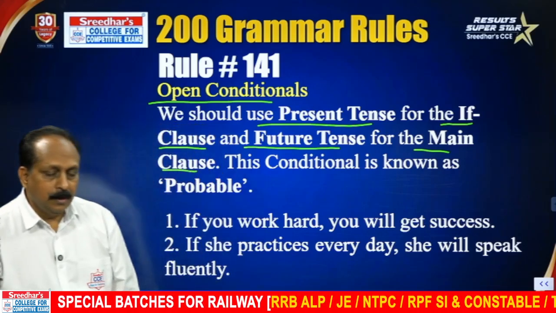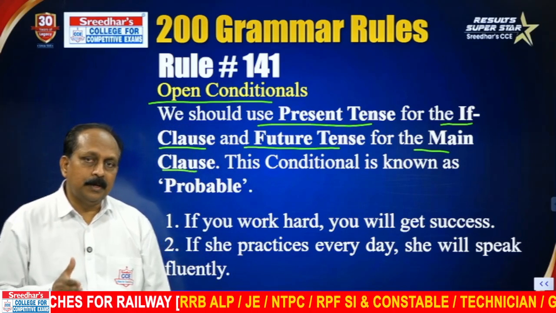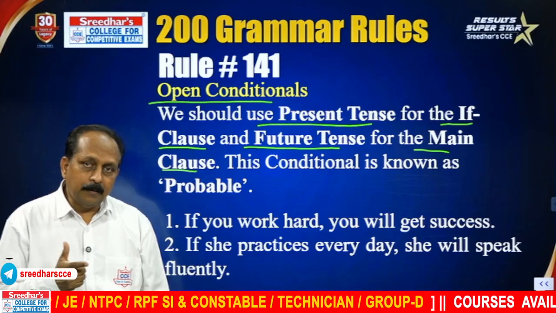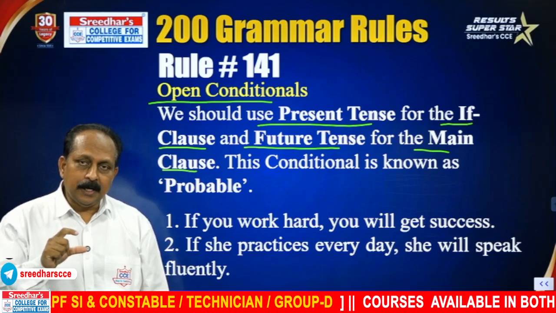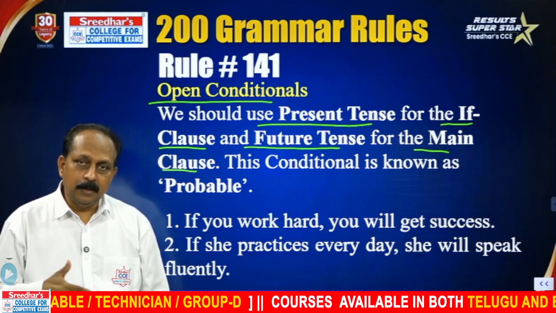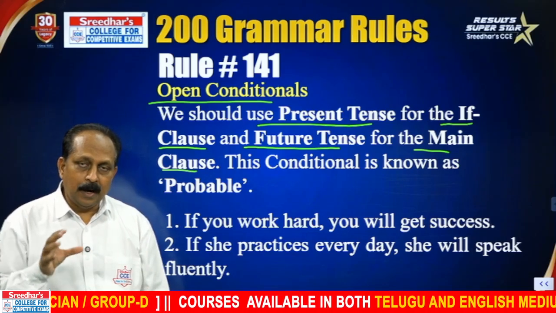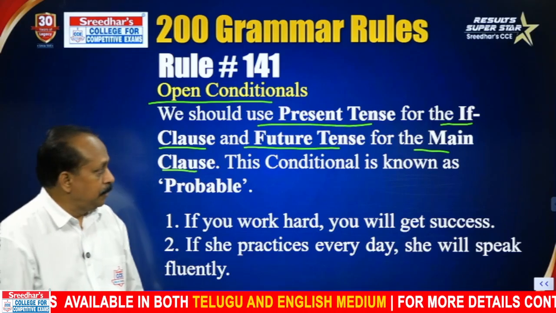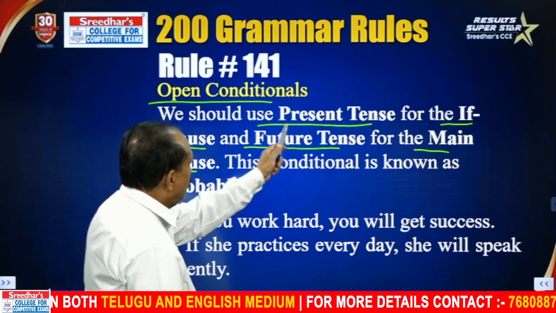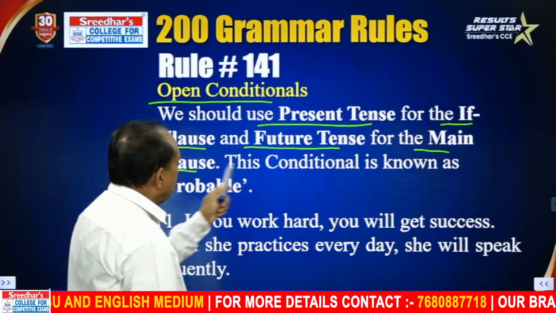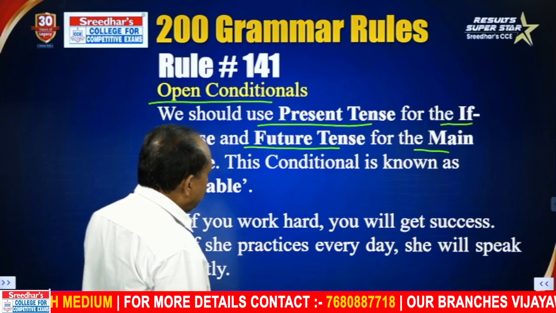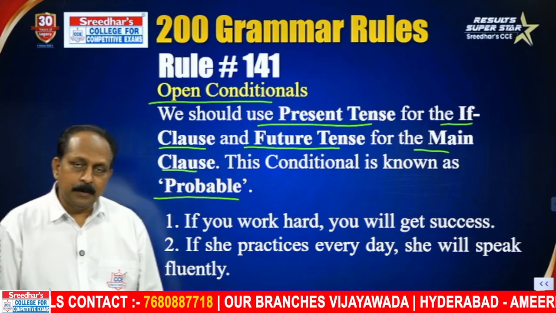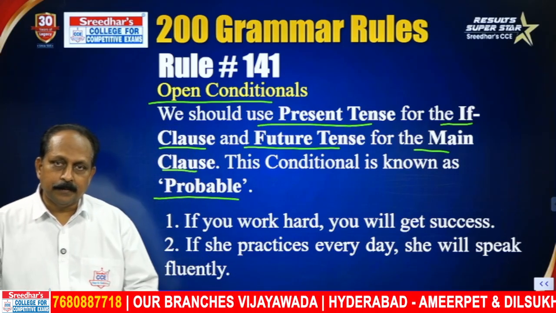As I said, when you learn conditionals, you have to focus on two things: one, the main clause, the other, the if clause. And you have to focus on the tenses, which tense for the main clause, which tense for the if clause. When it comes to open conditional, in the main clause we use future tense, in the if clause we use present tense. This conditional is also known as probable. Probable means chances are there for something to happen, but chances are 50-50.